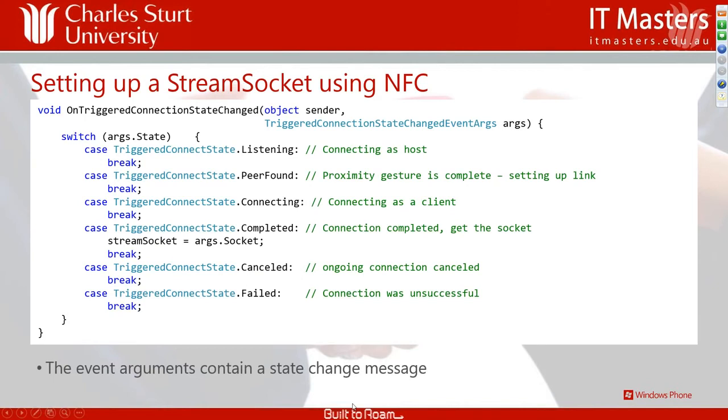Now, one of the nice things about this is it does enable us to establish a Bluetooth connection between the devices, but it can also be used to establish a connection over Wi-Fi. Unfortunately, unlike Windows 8, it doesn't support Wi-Fi Direct on the phone. It'll just support a connection over a standard Wi-Fi network.